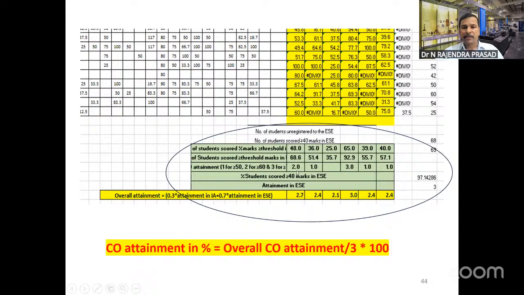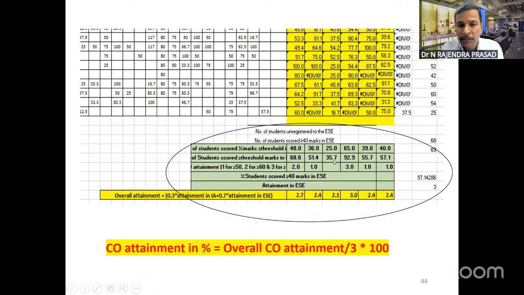Okay, apply the rubrics, convert them into percentage. 48 will come at the percentage of 68.6. Similarly, 51.4 for CO1, CO2, CO3, CO4, CO5, CO6. Use the rubrics now. 60 to 70, rubric 2. 68.6 is in between 60 to 70, rubric 2. 50 to 60, rubric 1.